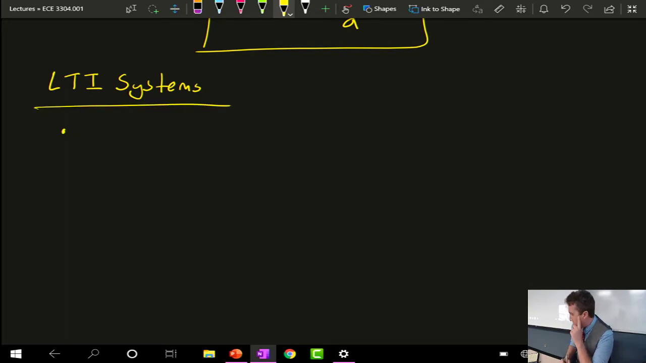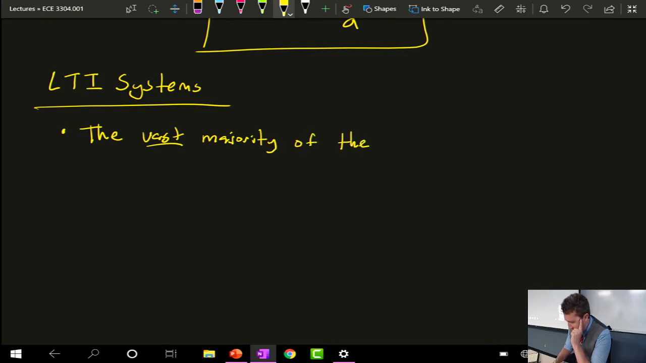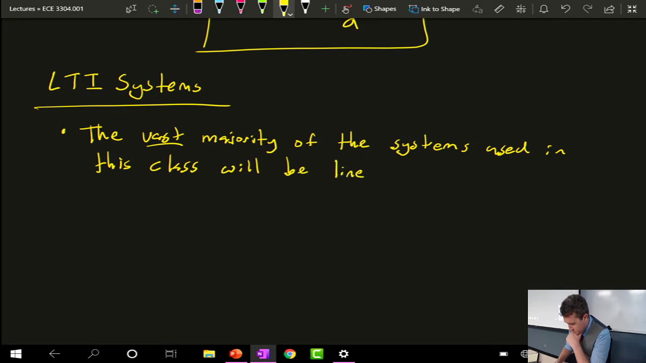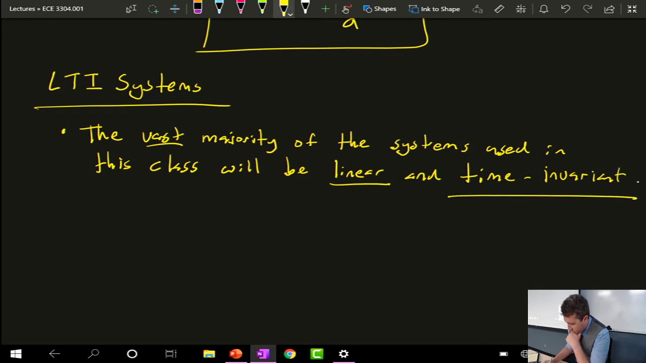So, what do we mean by LTI systems? So I'm going to say this: the vast majority of the systems that we will deal with in this class, if not all of the systems that we deal with in this class, will be linear and time invariant. Linear and time invariant systems are so ubiquitous they get their own label. They're LTI systems, linear time invariant. So like I said, most, if not all, of the systems that we're going to look at from this point on to the end of the semester will be LTI systems, linear and time invariant.